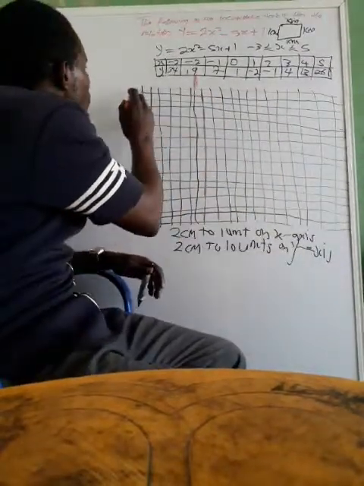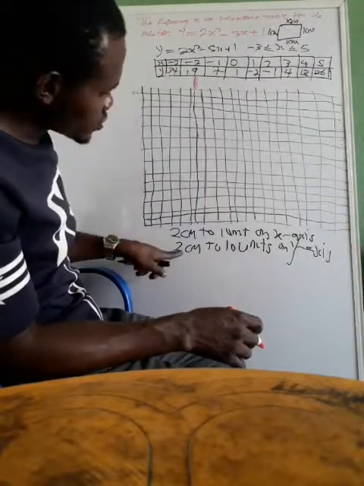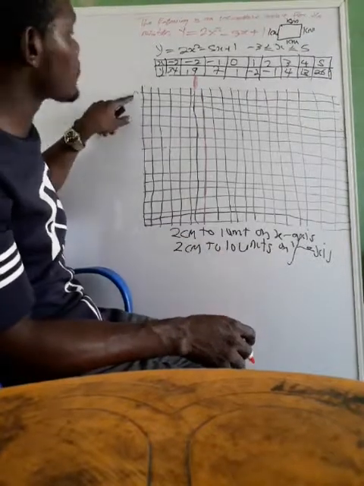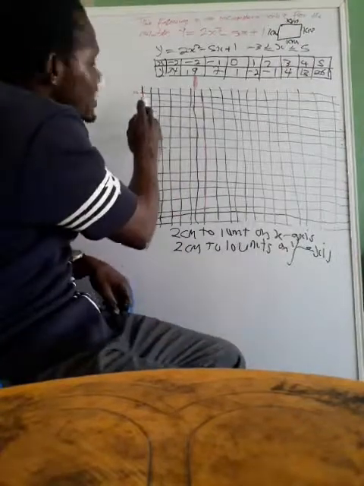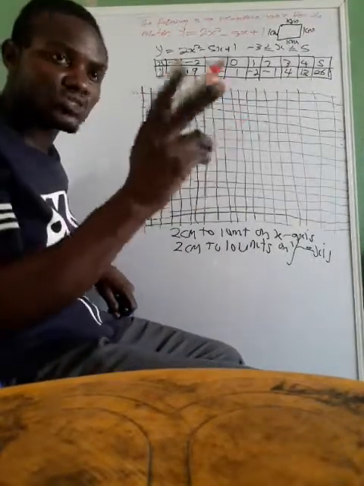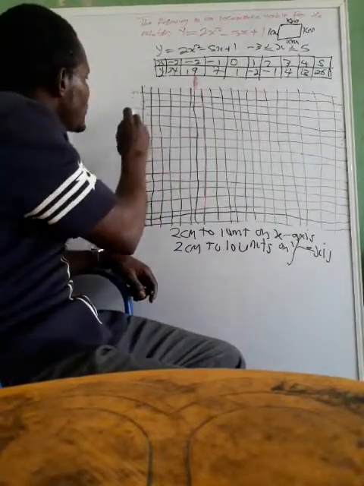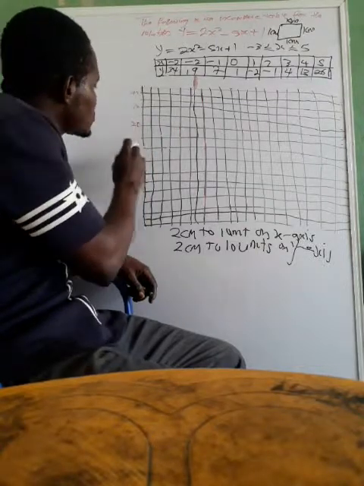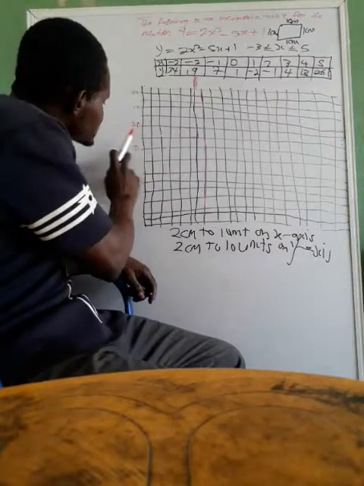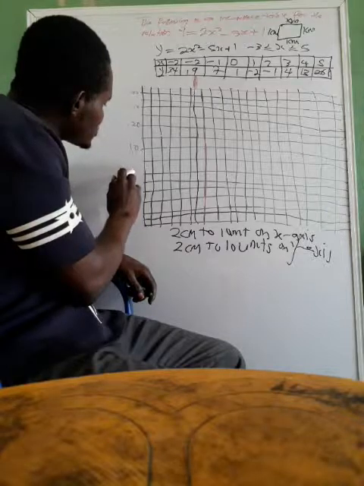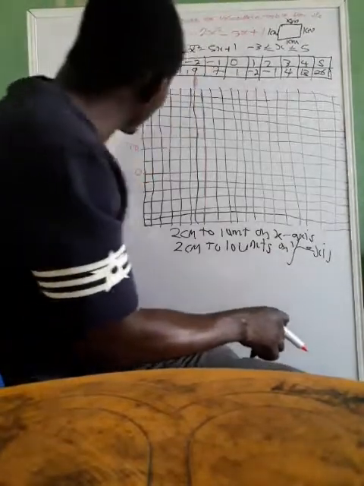So I will number this one as 40, because the highest value here now is 34. If I number this one as 40, and I was told that 2 centimeters to 10 units, if you remove 10 from here, what is it going to become? Is it not 30? And 2 centimeters, don't forget a box from here to here is 1 centimeter, which means 2 boxes will be 2 centimeters. From here to here now, it will be 30. Are you getting now? From here to here will be 20. Then from here to here will be 10. Then from here to here will be 0.